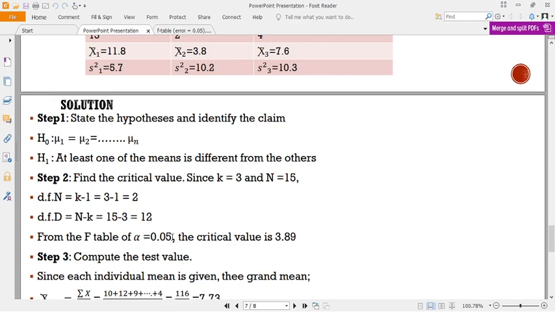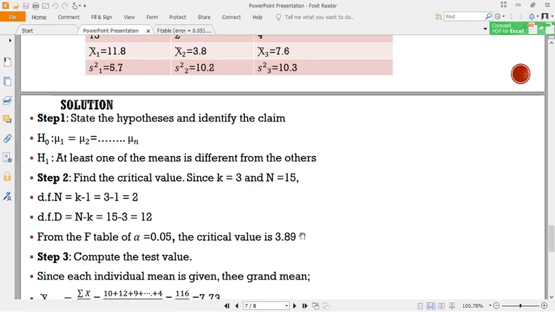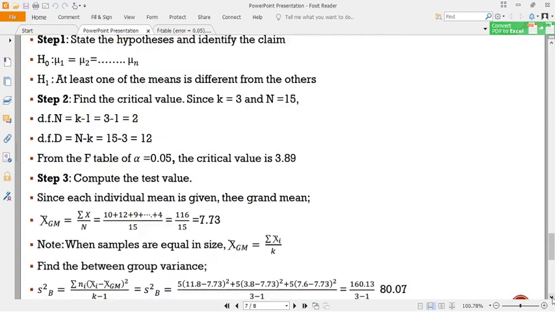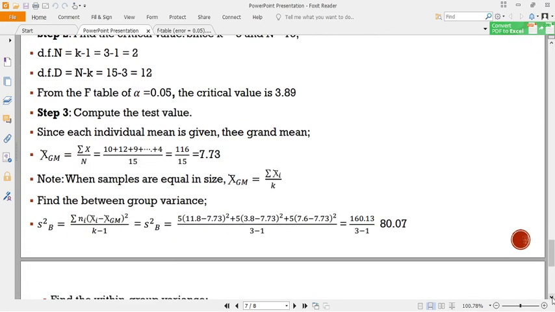So we go to our F table, the one with alpha of 0.05. We look for degrees of freedom numerator, and that was K minus 1, which is 2. And then degrees of freedom denominator were 15 minus 3, which is 12. So our critical value is 3.89, which is here.